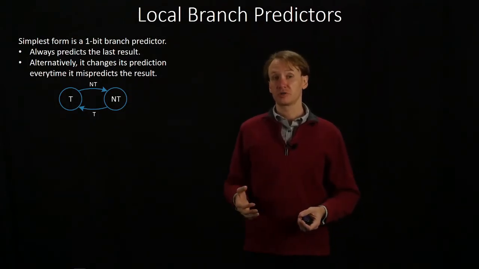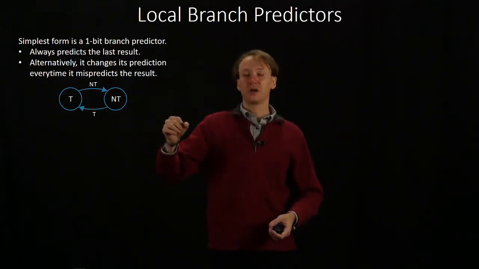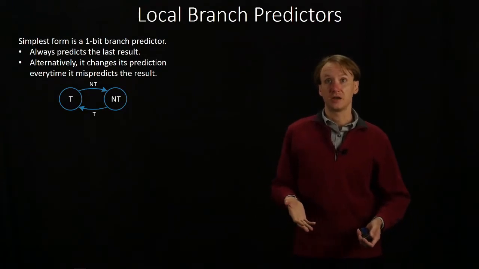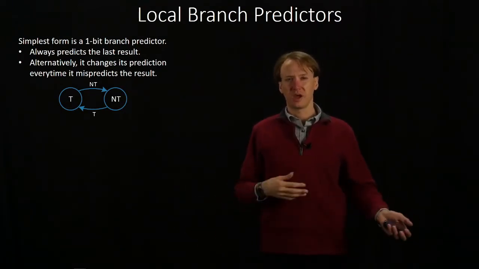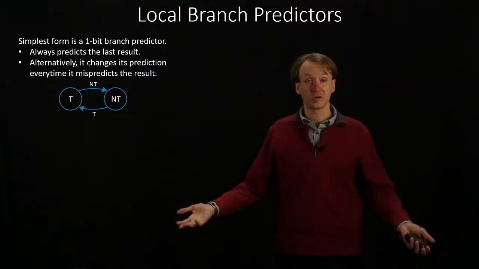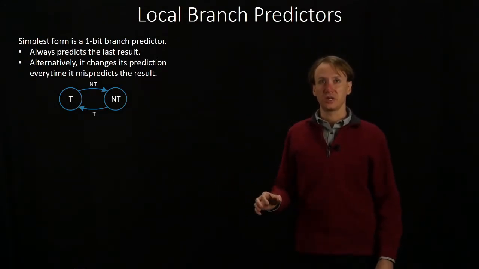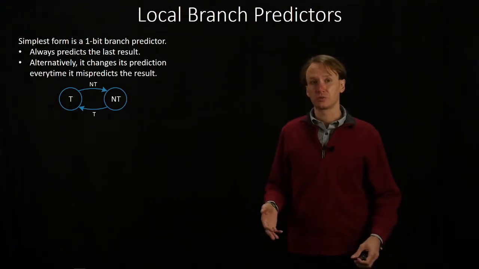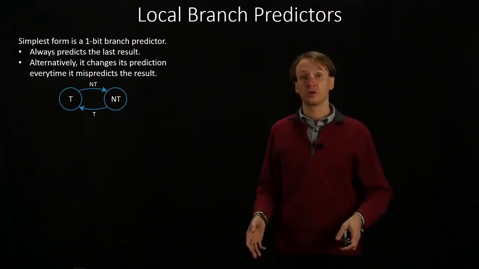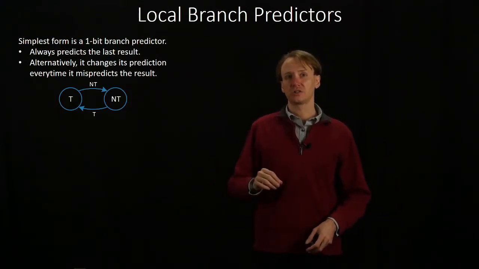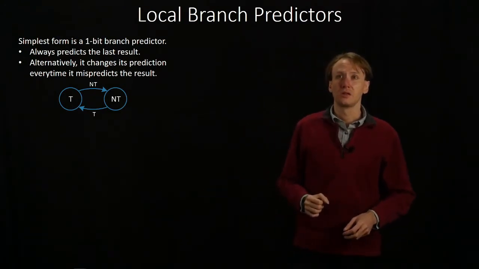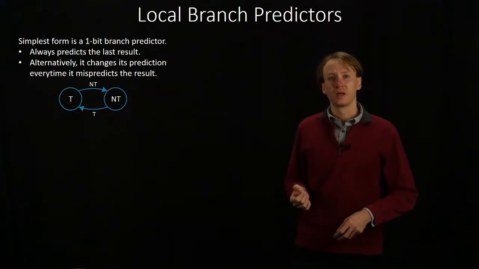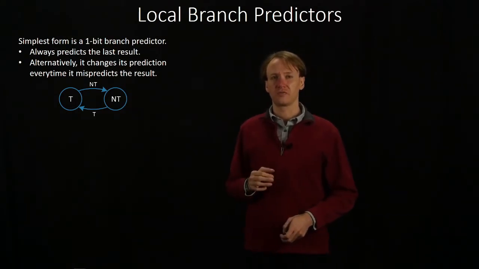You can think of this branch predictor as though it was represented by this type of finite state automata, where we have a taken state and a not taken state, and we just switch back and forth when we make the wrong prediction. This is a nice simple example of a local branch predictor because we're only looking at the local history. We're only looking at what this one instruction is doing. We're not looking at anything else. These actually work reasonably well, but they don't work well in a handful of cases.